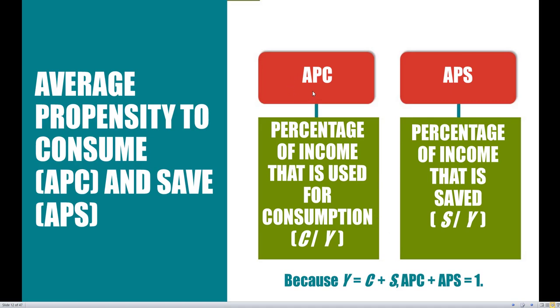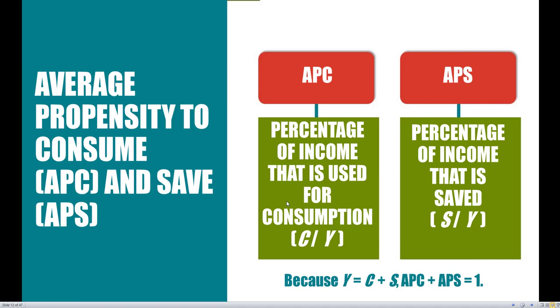So here, APC, as we denote in shorthand for average propensity to consume, is the percentage of income that is used for consumption. So all we need to do is take consumption and divide it by income. Very, very simple. Average propensity to save, APS, on the other hand, is the percentage of income that is saved. We take savings divided by income.